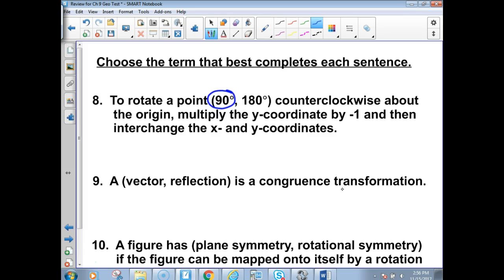A blank is a congruence transformation. Well, what are the transformations? The transformations are reflection, rotation, translation, dilation, glide reflection. The only one of these that is a transformation is a reflection. A vector is simply the directions you're given for a translation.